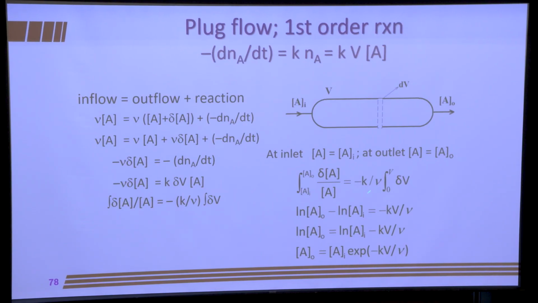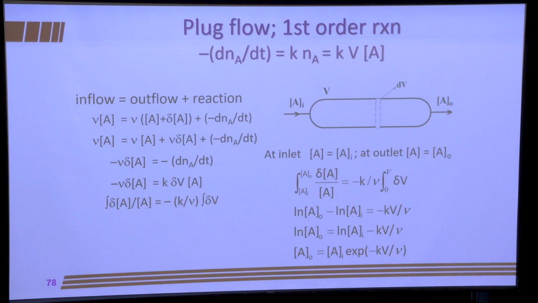And so if we solve this equation with the integral from the concentration of A at the inlet to the concentration of A at the outlet, the integral of dC_A over C_A is equal to minus K over nu, the integral from zero volume to the total volume of the reactor, dV. Okay, so from the inlet to the outlet. So we have the log of the concentration of A at the outlet minus the log of the concentration of A at the inlet equal to minus K times V over nu, because the integral of dV is V.